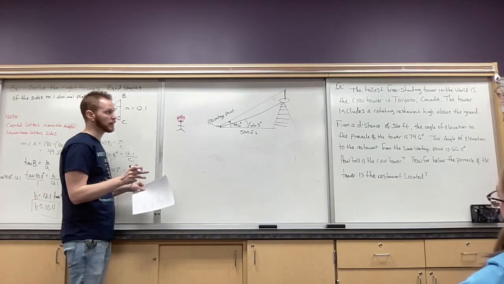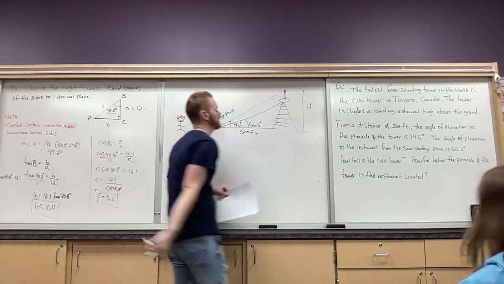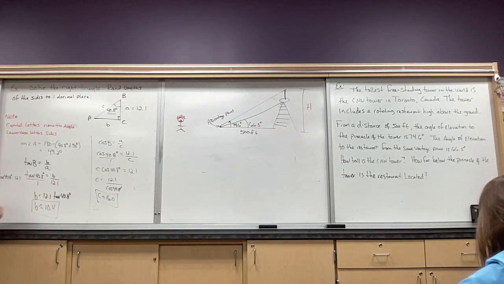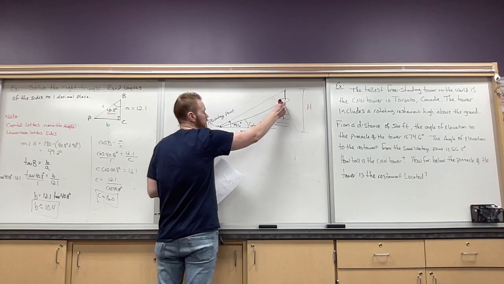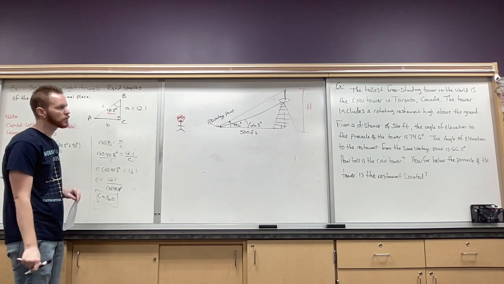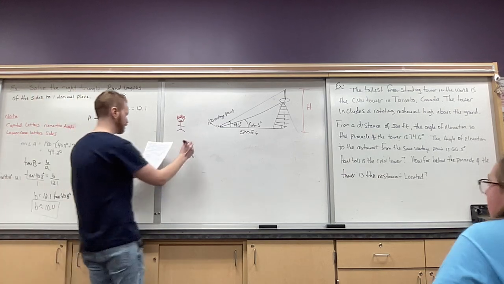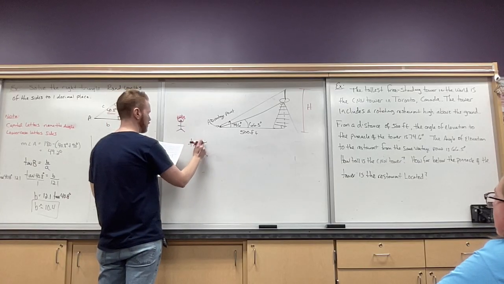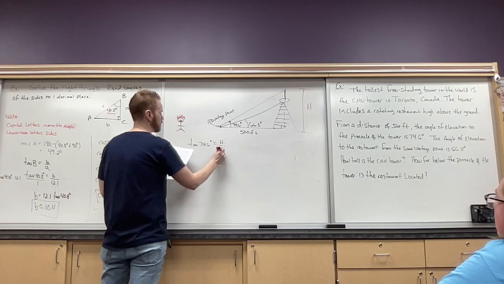First, let's figure out the total height of the tower. I'll call that big H. If I want to find the total height, which angle of elevation am I going to use? Yeah, 74.6. Looking at this, it's my right triangle here. Let me just complete it. What trig ratio would I use to find that height? The tangent. Yeah, very good. So tangent of 74.6 is H over 500.